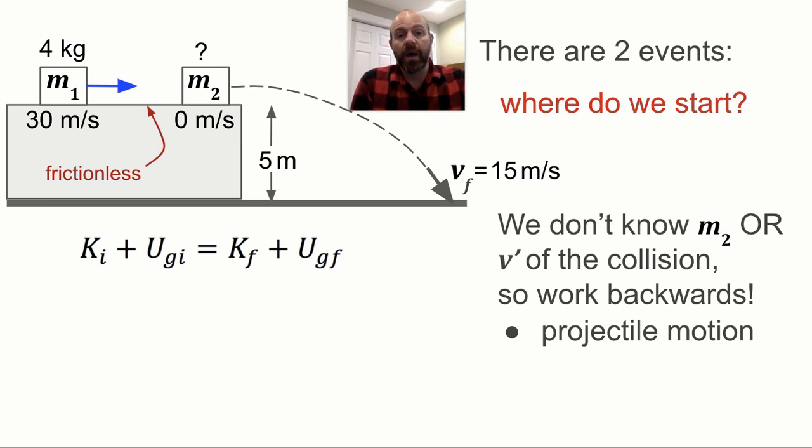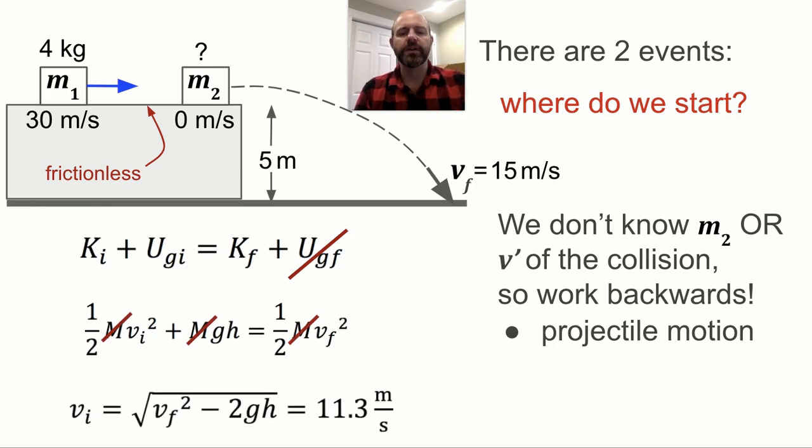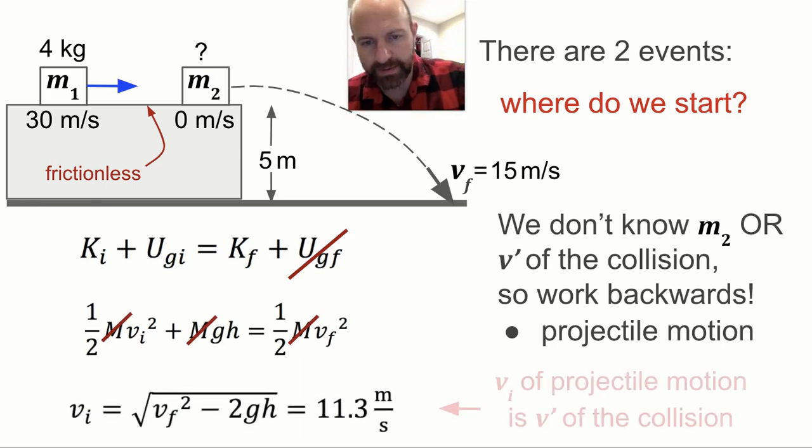I don't actually care about how long it took to fall. All I'm interested in is what was that initial velocity. There's no gravitational potential energy at the end, so we should be able to solve for the initial velocity just before the blocks left the table using this method. Everything cancels out and you end up with 11.3 meters per second.